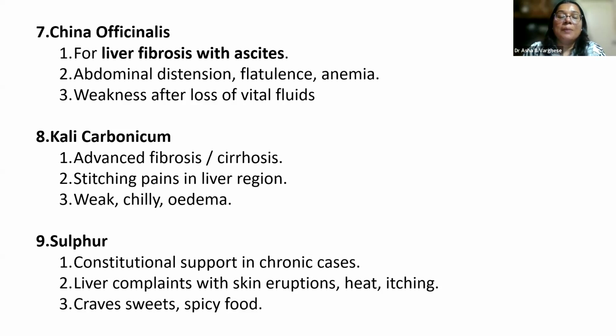Then we have Kali carb. It is given in advanced fibrosis or cirrhosis cases, where there will be a pinpricking, stitching pain in one particular spot. The mentals of Kali carb is a person who had good authority and suddenly somebody else comes into the authority position. So they lose authority and start developing symptoms. Stitching pain in the liver region, as I said, a particular pinpoint pain.